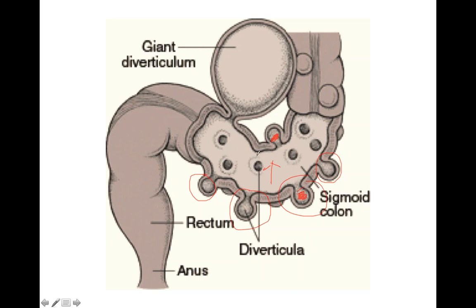Mainly it is seen in older patients. These diverticuli can get inflamed. So this is diverticulosis. If these get inflamed, the patient will have diverticulitis. Diverticulitis causes pain in the left lower quadrant, and mainly occurs in older patients with chronic constipation.